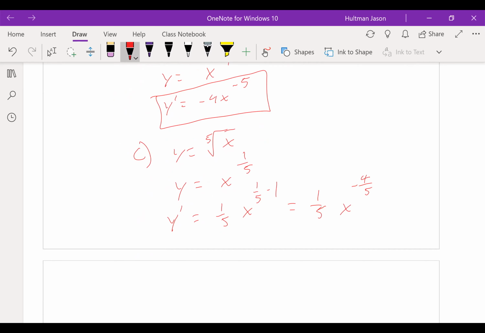I'm going to bring this down below. This is 1 over 5x to the 4/5. And I always leave things the way that I found them. If I was given a fifth root, I'm going to leave it as a fifth root. The way I do that is I break this up. x to the 4/5 is equal to x to the fourth raised to the 1/5 power. So I can get my fifth root that way. So this is 1 over 5 times the fifth root of x to the fourth power.